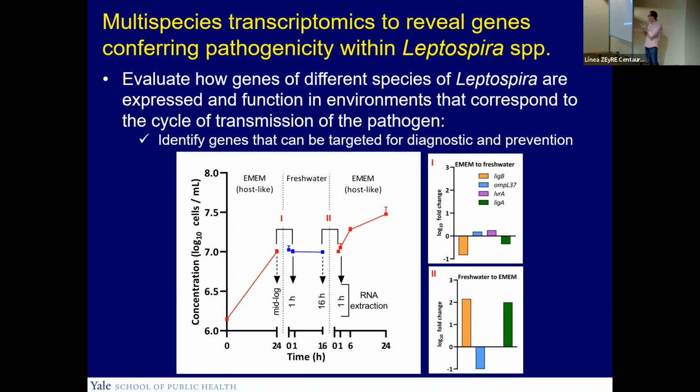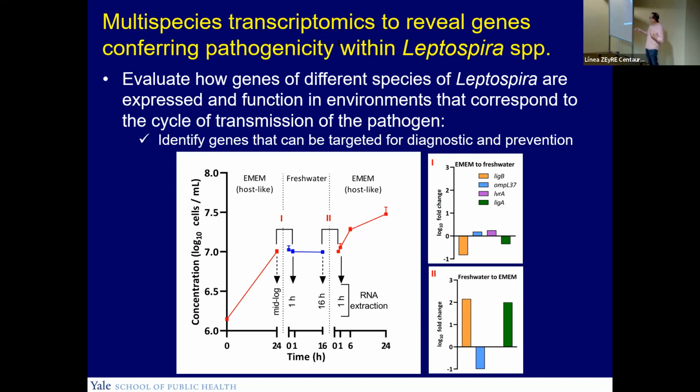And what we're doing right now is trying to understand what are the differentially expressed genes during the transitions of that immunological cycle that I told you about. So basically, we're using EMEM, which is like the host. Imagine this is like a rat. Then we let the spirochete go to the environment, which is water, and we measure differential gene expression at 1 hour and 16 hours.